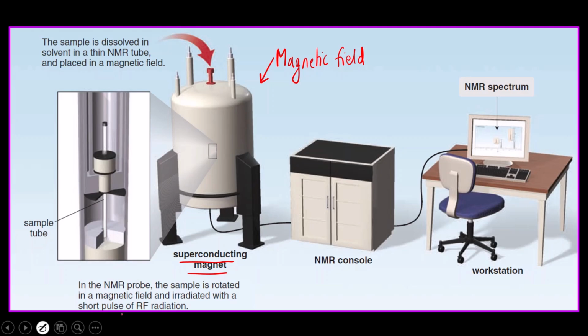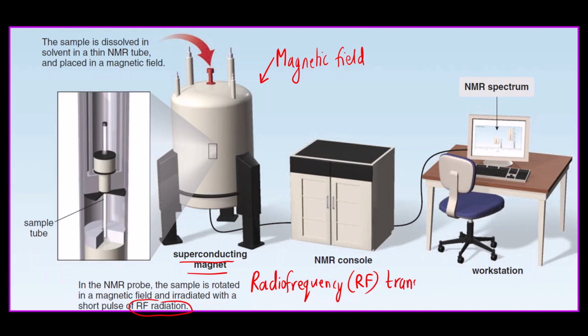There is another thing: an RF, or radio frequency, transmitter is present. Where is that RF transmitter present? It is present in an instrument called the NMR console. This has the NMR RF transmitter and several other hardware components. And inside the superconducting magnet, what is present?